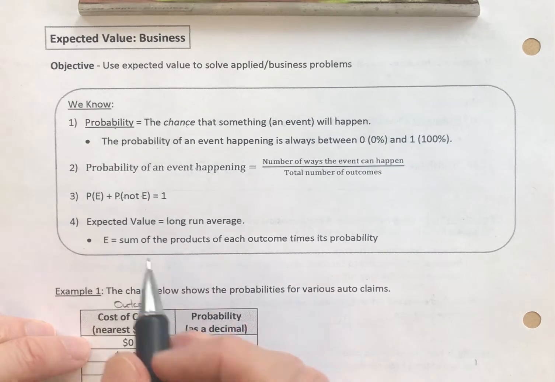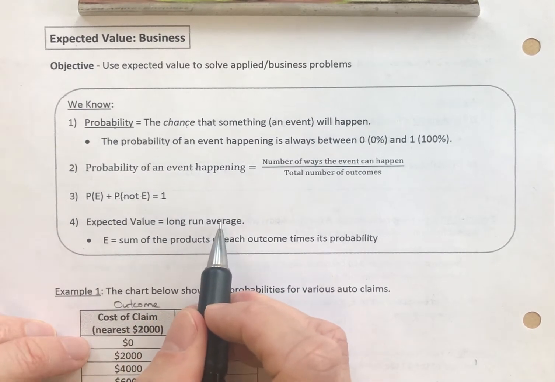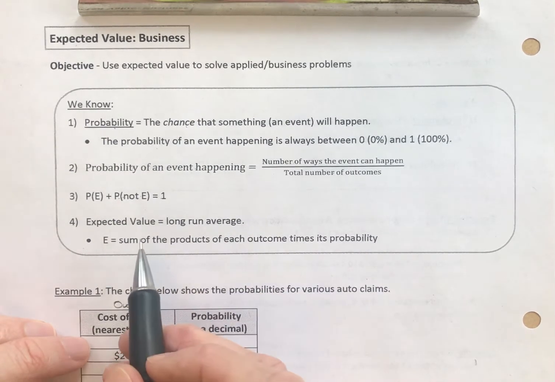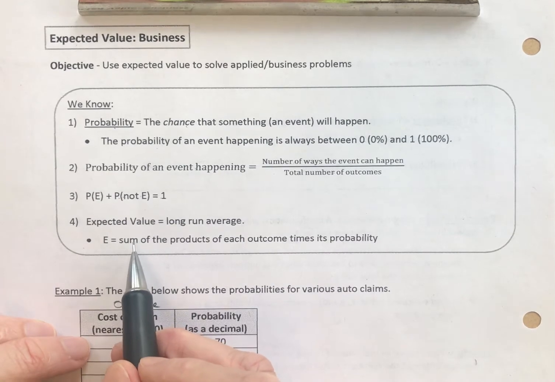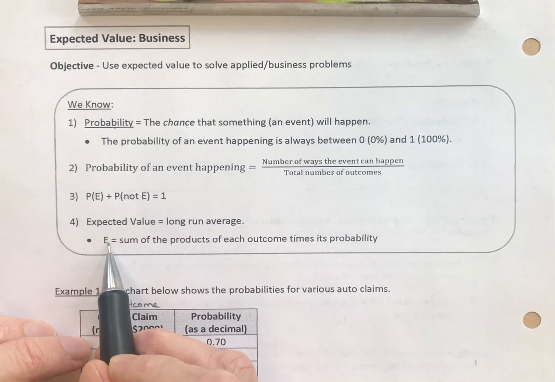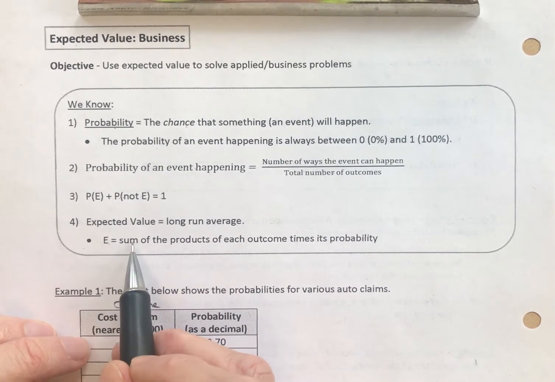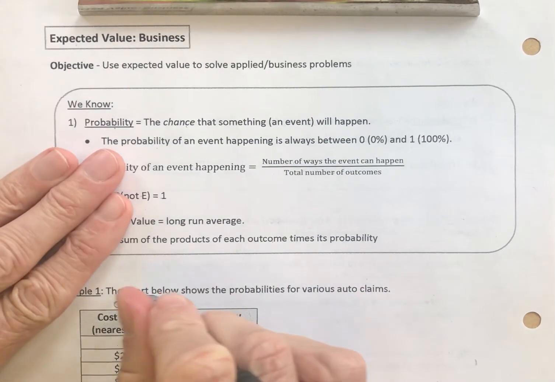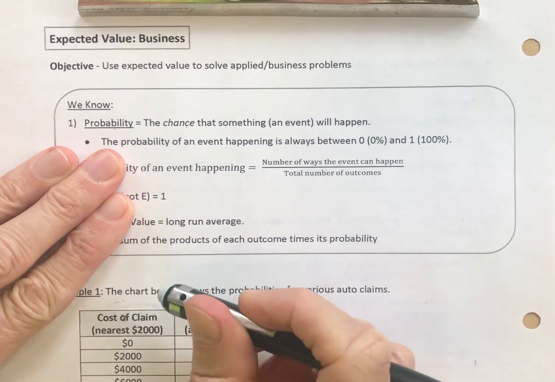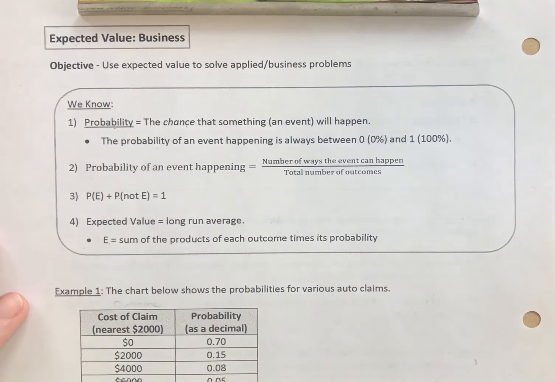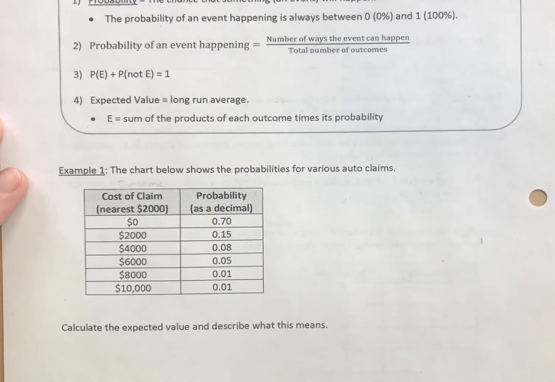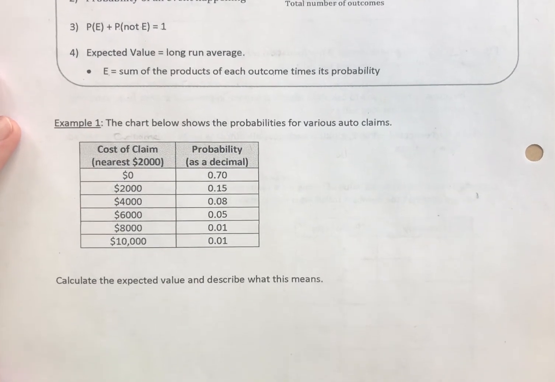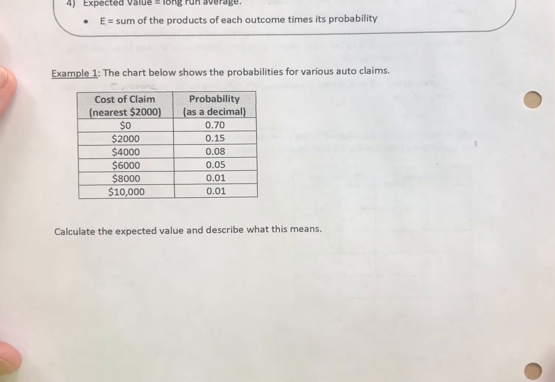And we know that expected value is the long run average. Okay, and we saw in the previous video the expected value, which we're calling E, is the sum of the products of each outcome times its probability. Okay, let's take a look at a couple business examples, see how this works. All right, let me get this up here.